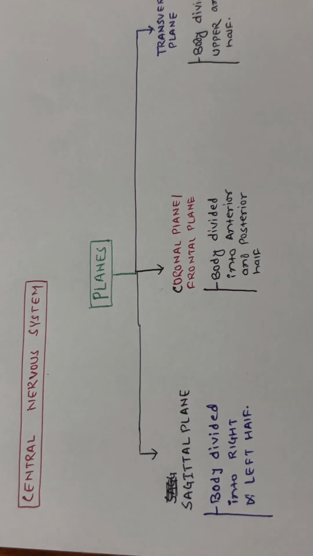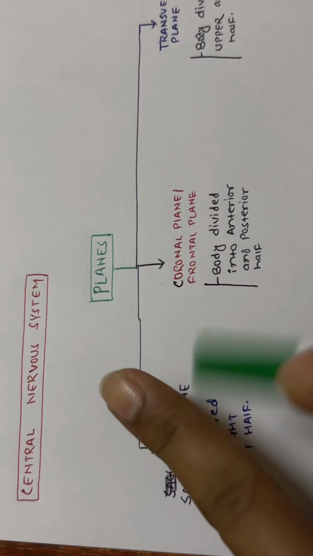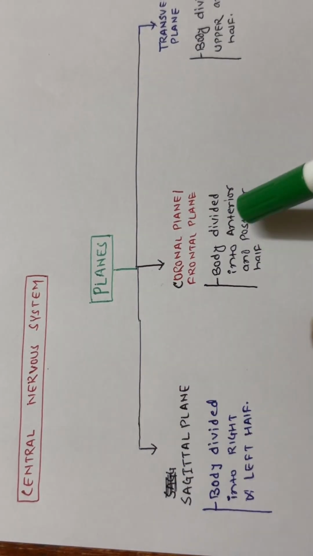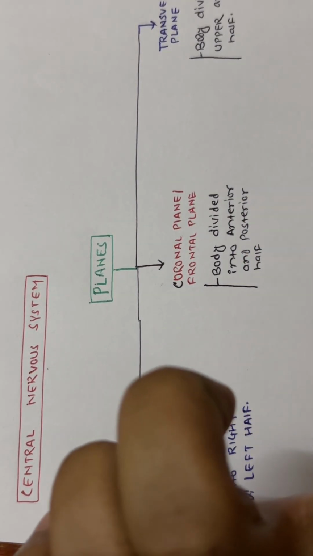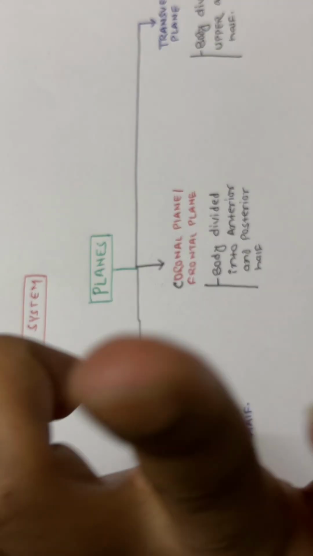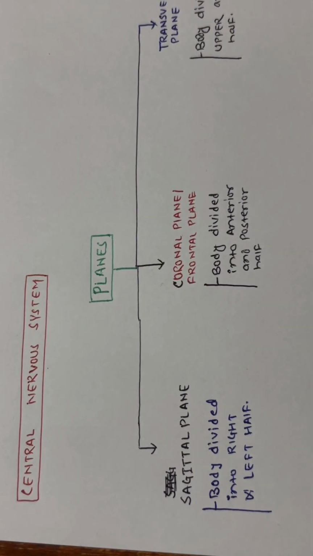Now I hope you got all the planes. The sagittal plane just divides the body into right and left. The coronal plane divides the body from here, just giving a cut and dividing the body into anterior and posterior. And in the transverse plane, we cut the body from here into upper half and lower half. So this is all about the planes. Planes are very important in neuroanatomy.